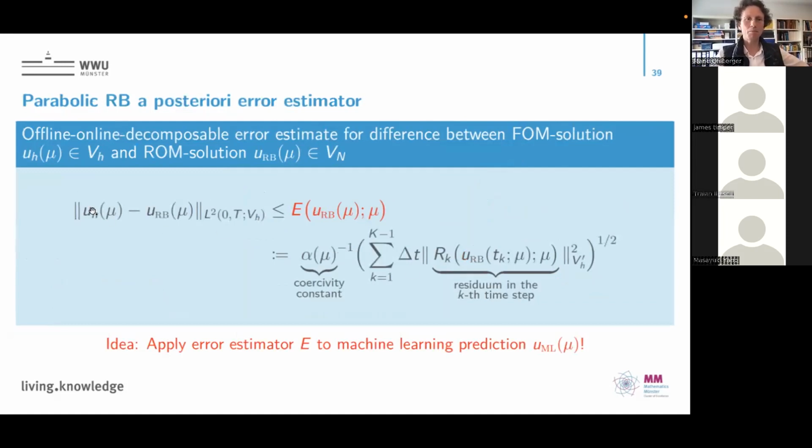So for these time-dependent problems, we already know since quite some years that we have this optimal a posteriori error estimate where you get the sum over the time steps with the residual in the k-th time step in the dual norm here. And you just need to plug in here your reduced solution. And this reduced solution can now be just replaced by the machine learning solution because this lives in the same space as the reduced space solution. In that way, the error estimator can be used also for the machine learning model.